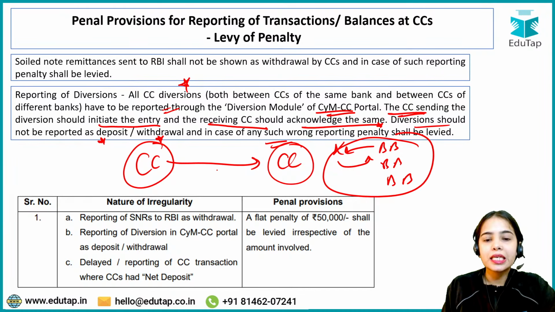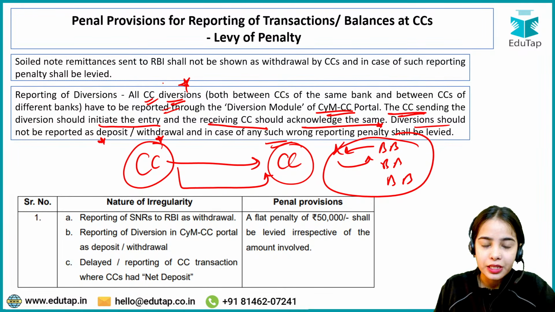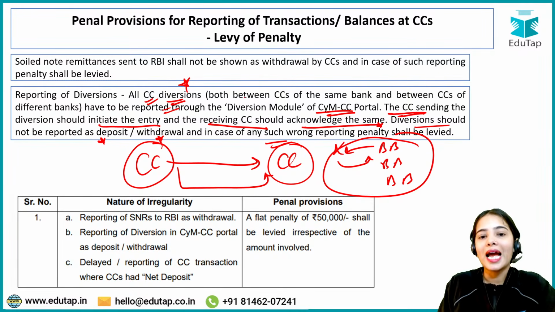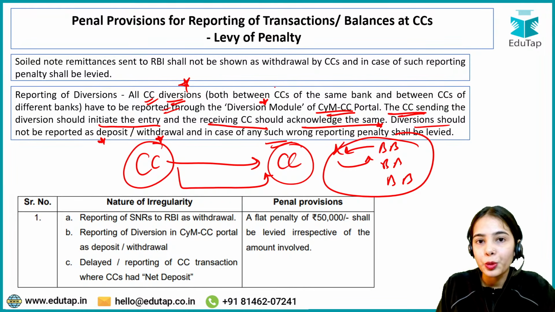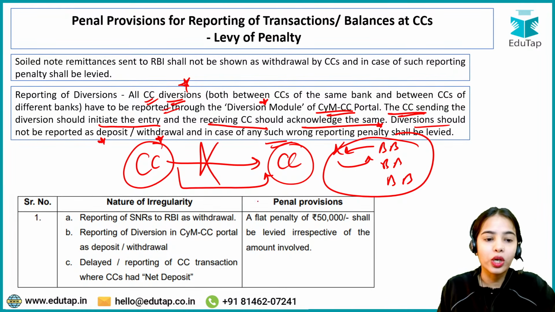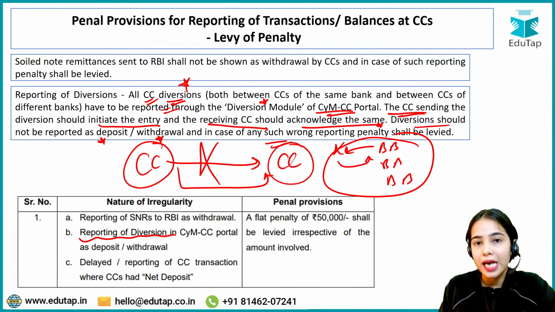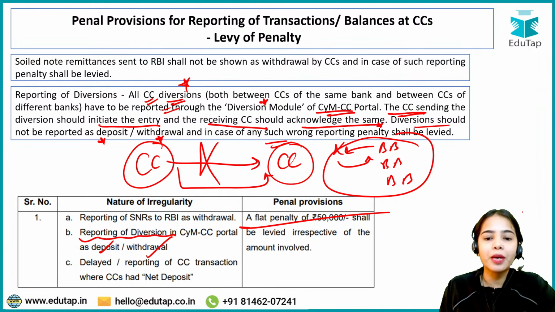So in case of such currency chest diversions, in case of cash transfer to another currency chest, it has to be reported as a diversion only. It cannot be reported as deposit or withdrawal. But if the diversion is reported as deposit or withdrawal, a flat penalty of 50,000 will be levied. Okay, this is the idea.